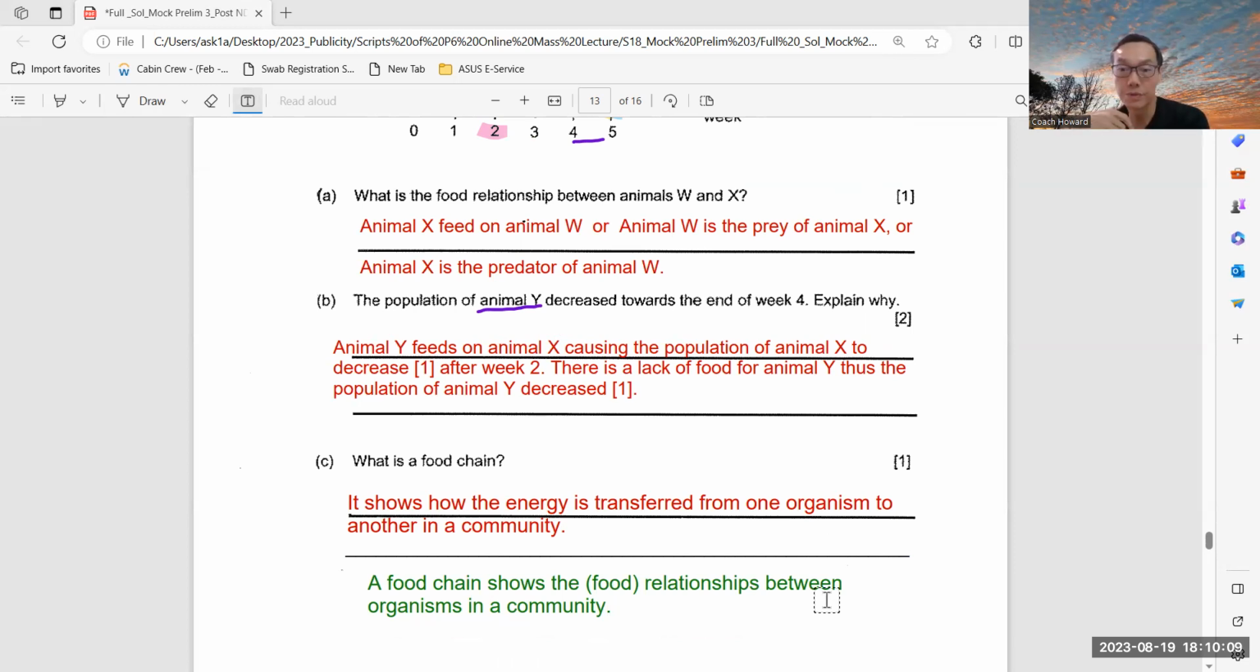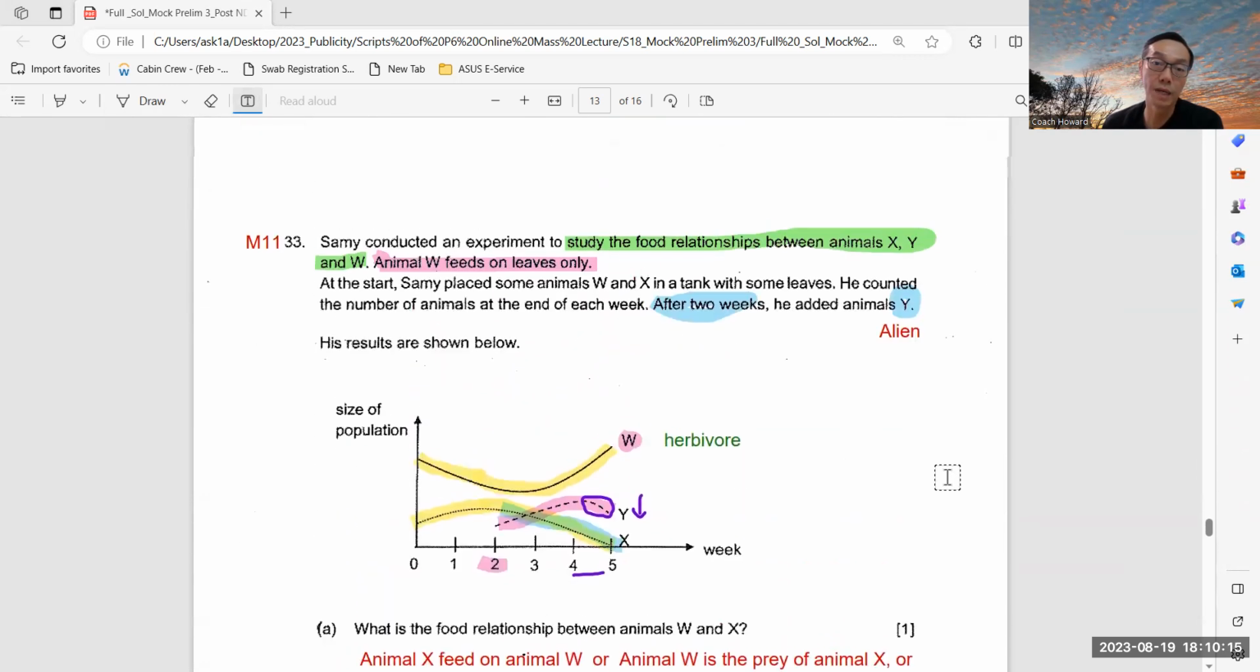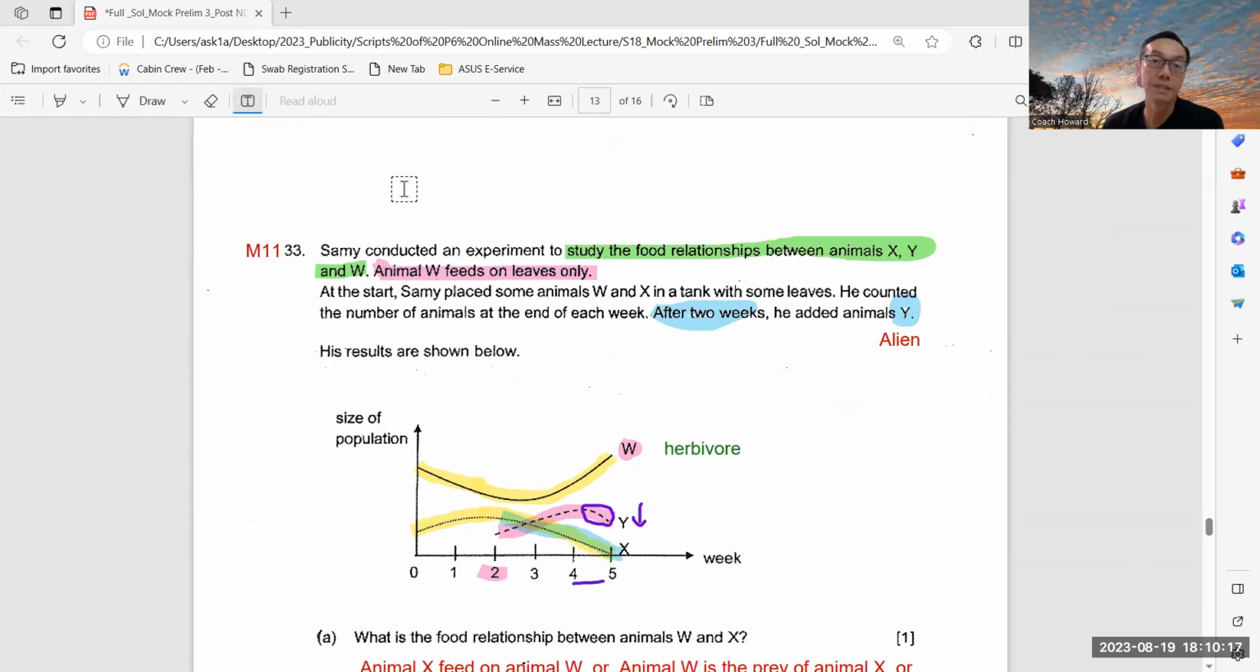Okay, for you to take note. So this is quite a good question. It's actually a 4-mark question. So this is definitely a P6 question under food web. Okay, under food web.